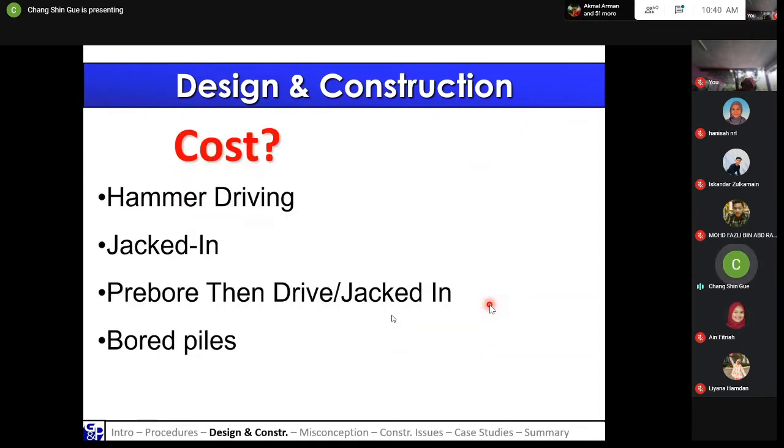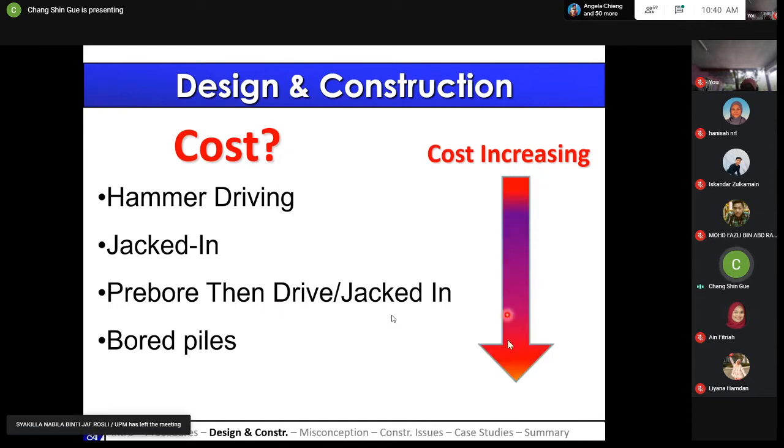In terms of cost, like I mentioned, there are a few types of installation method: hammer, jack-in, pre-bore jack-in, and then bored piles. This shows that the cost increases from driven piles all the way to bored piles. Of course, in design, you start off, if you can use the driven method, that will be most cost effective. If not, you probably need to use jack-in piles. If jack-in cannot be used, then you use pre-bore, then drive in or jack-in. If none of these three can be used, then you have to resort to the last resort, which is bored piles, one of the most expensive piling methods. So that is in terms of cost.